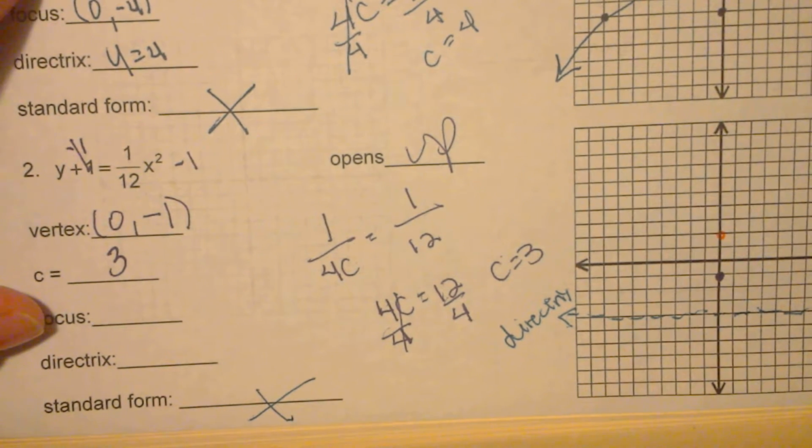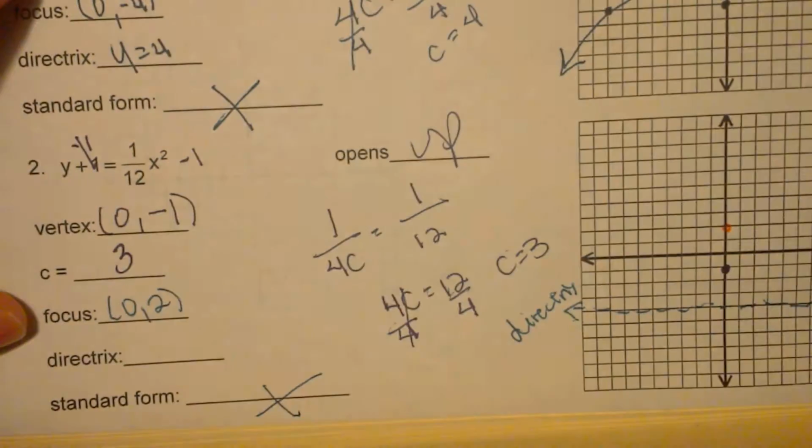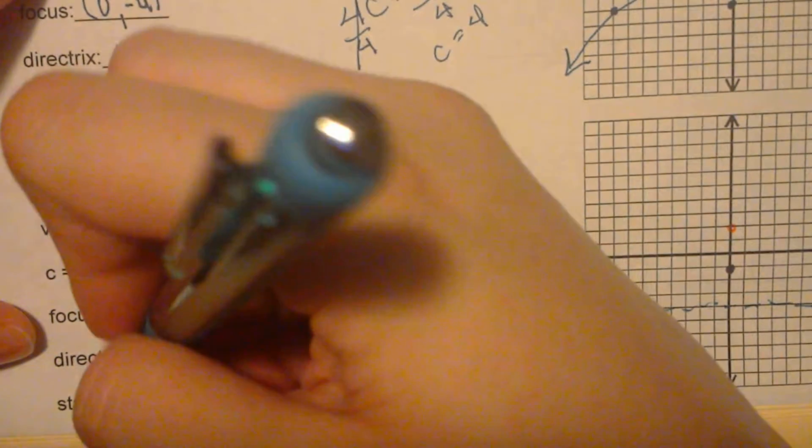So my focus is at 0, 2. And my directrix is the line y equals 4. Or negative 4.